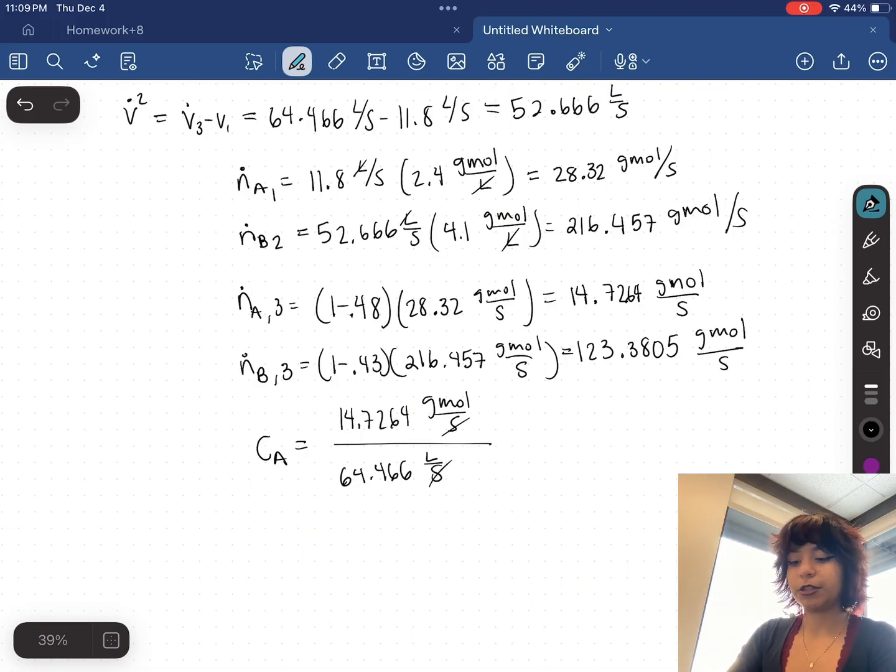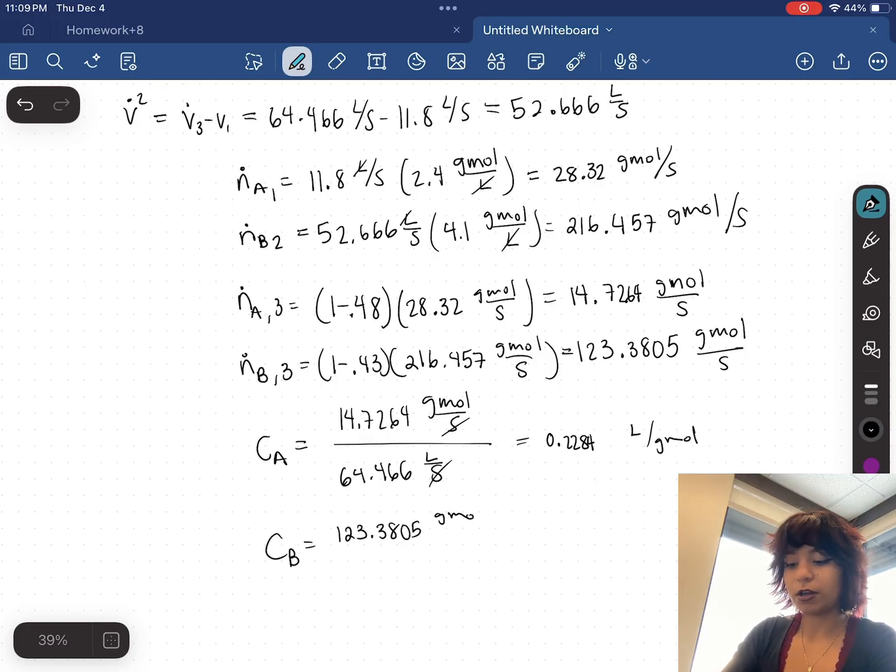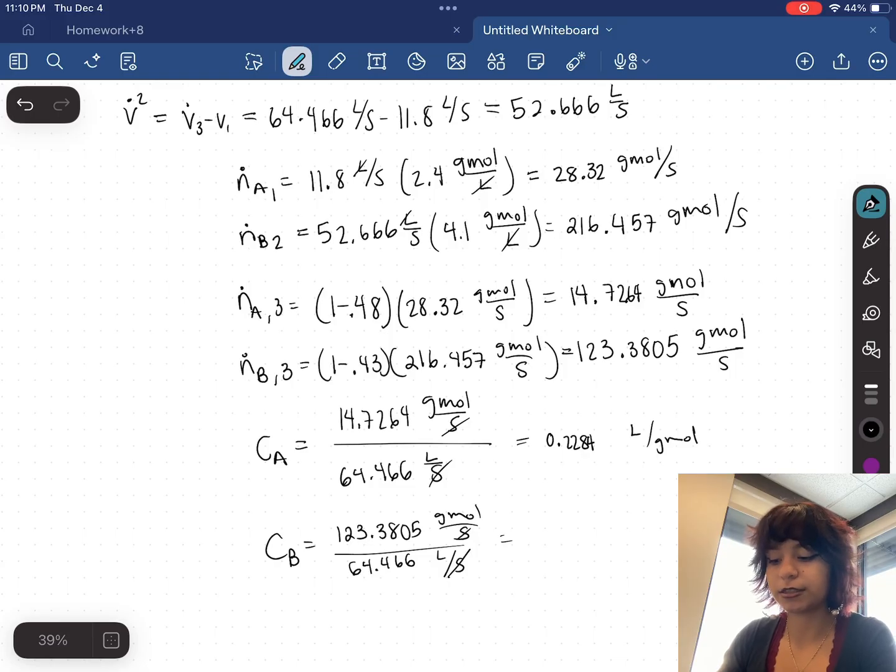Next, we are able to solve for our exiting concentrations. For concentration A, it will be 14.7264 gram moles per second divided by 64.466 liters per second. And that gives us 0.2284 gram moles per liter. For species B, our concentration will be equal to 123.3805 gram moles per second divided by 64.466 liters per second. And this is equal to 1.9139 gram moles per liter.